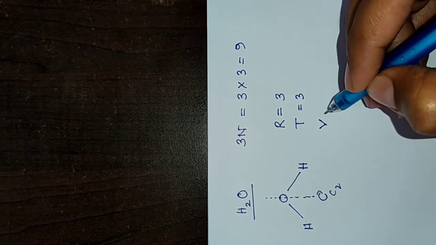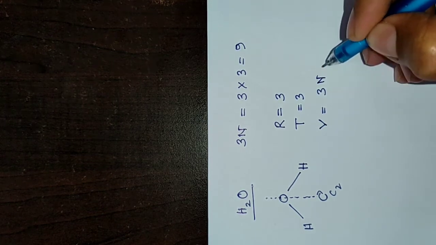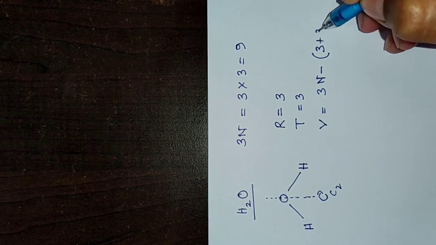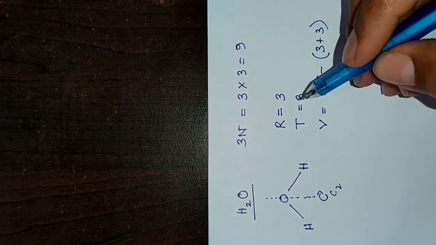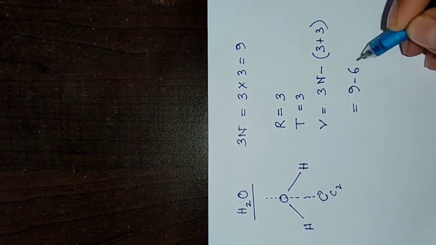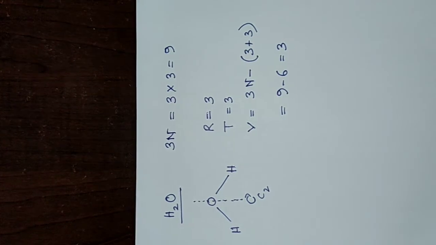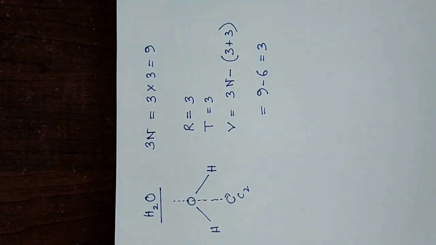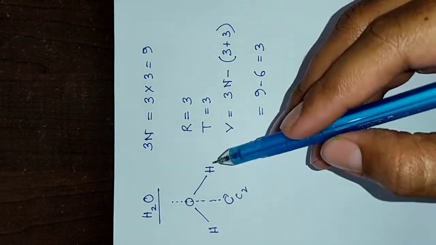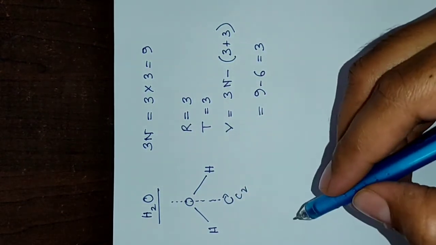So what will be the number of vibrational modes? It will be 3n minus 6 in case of any non-linear molecule. So it is 9 minus 6 equals 3. For CO2, we found that the number of vibrational modes was 4 because it was linear. Now what are these 3 vibrational modes?